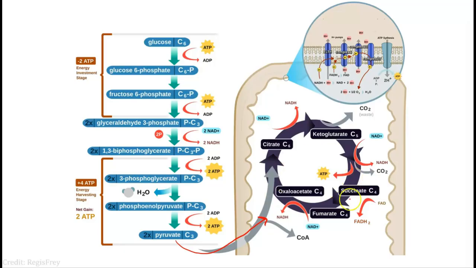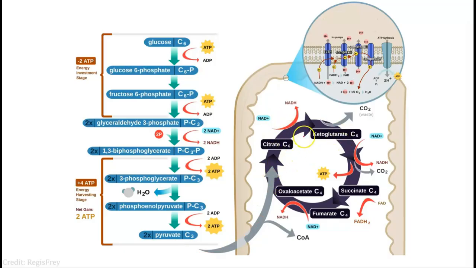Okay, this thing just goes and goes and goes. Citrate turns into ketoglutarate, which turns into succinate, which turns into fumarate, which turns into oxaloacetate, which turns back into citrate. It just keeps going around and around. But the thing that fuels it or drives it is the constant introduction of pyruvate into the cycle. So as pyruvate enters, it churns the cycle.